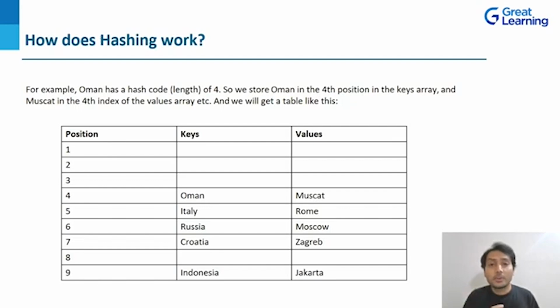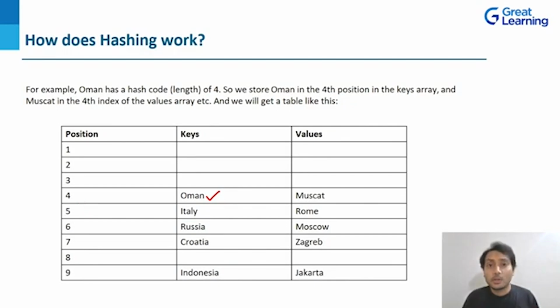And on the values column we have the capital cities, right? So this position is nothing but the index value. Fine. So internally what will happen is, whatever key you have, say for example Oman, right? So you have Oman here. This Oman will have an associated hash code, and that hash code will make it store at this location 4.